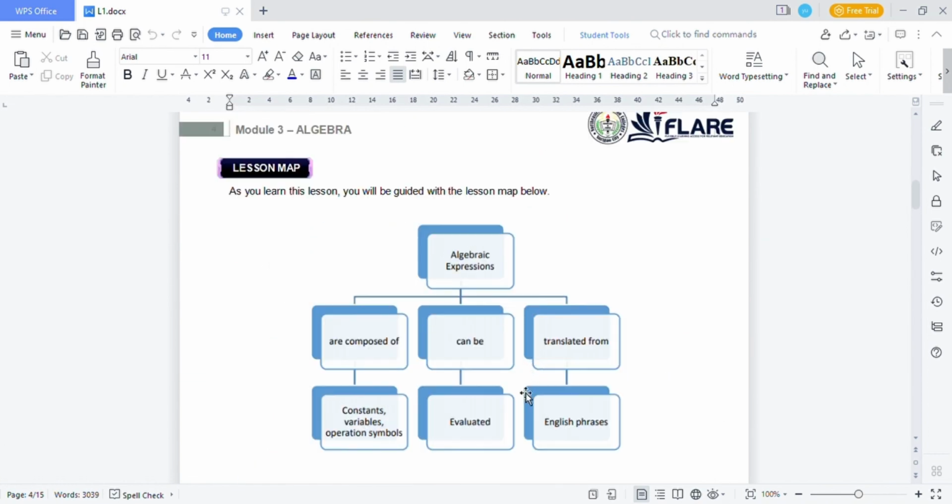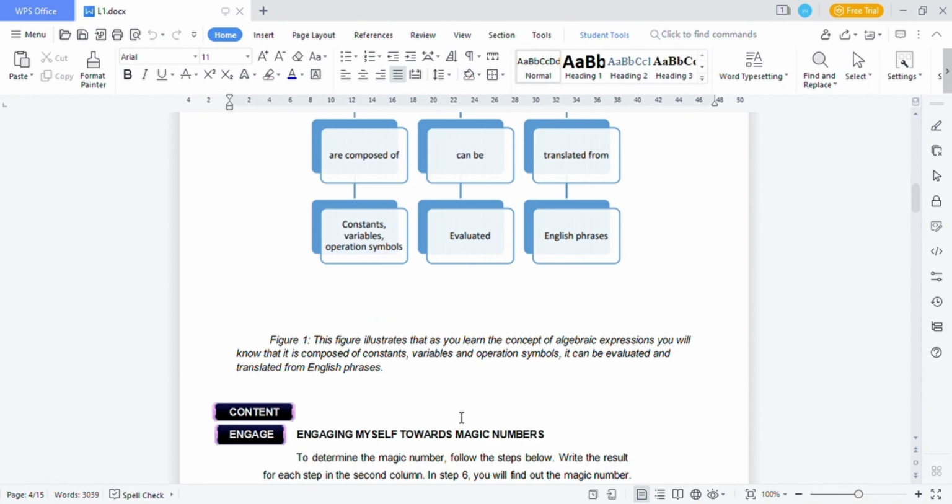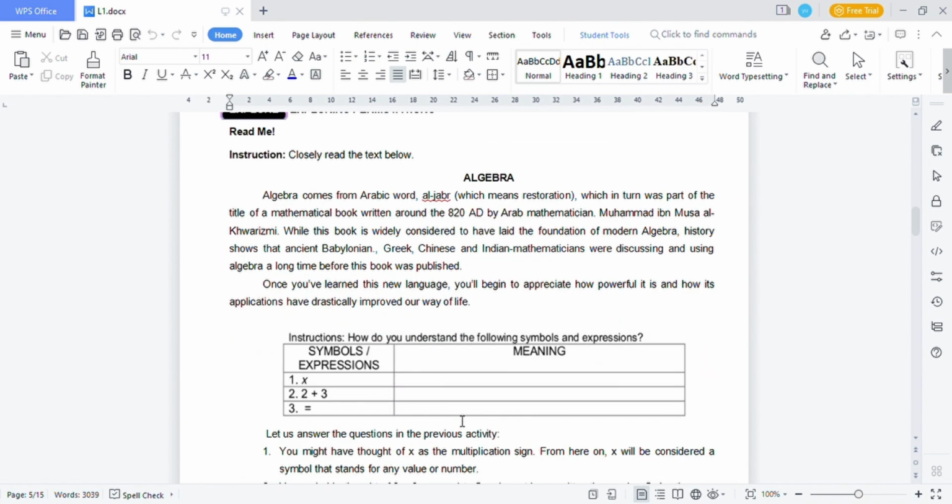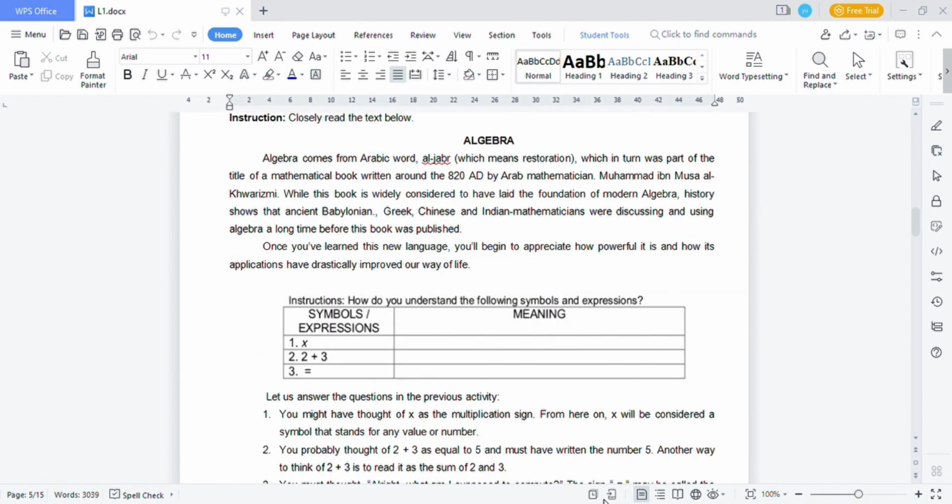Okay, so we have here our lesson map. And algebraic expressions are composed of constants, variables, or operation symbols. They can be evaluated and can be translated from English phrases. Okay, so we are actually in here.